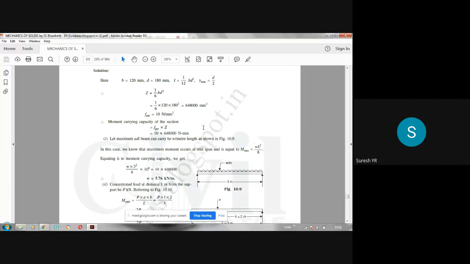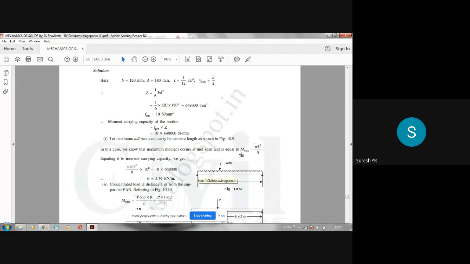Now, if you want to calculate the maximum UDL, we have to equate this moment carrying capacity of the section to the maximum bending moment. In the case of UDL, the maximum bending moment is WL square by 8, and it occurs at the center, as we have seen in the BMD SFD chapter. Your bending moment diagram will be a parabola like this. The maximum value will be here, positive, so it is a sagging bending moment. Maximum value is WL square by 8.